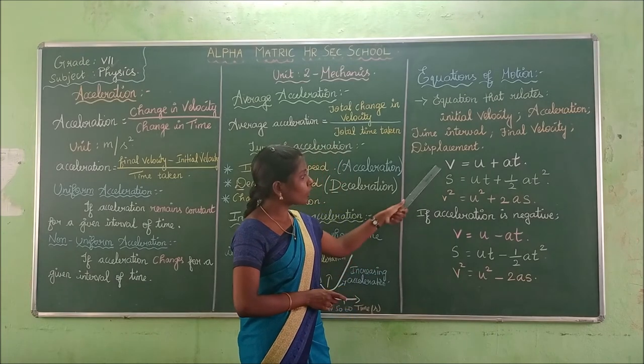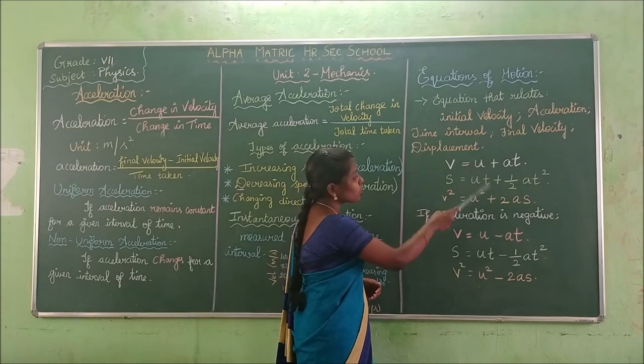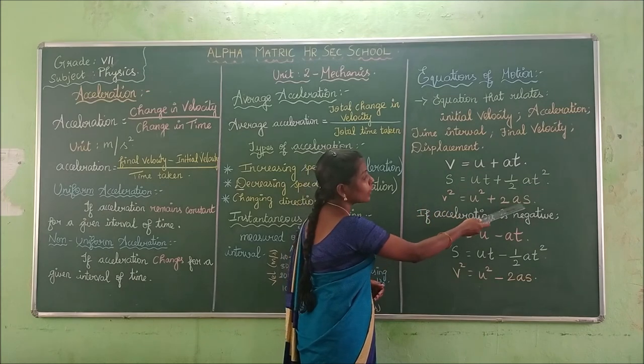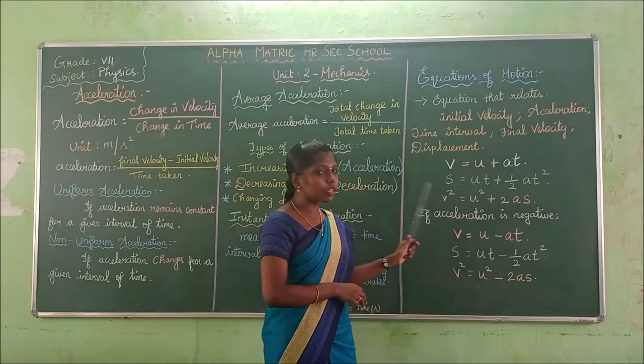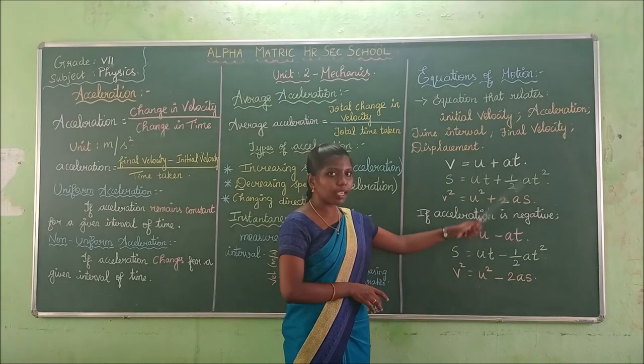Next, V square is equal to U square plus 2AS.